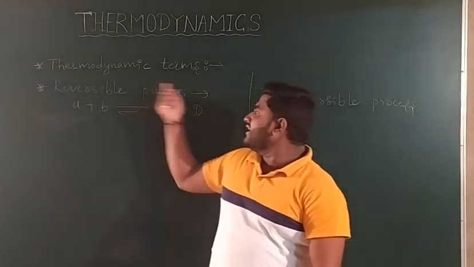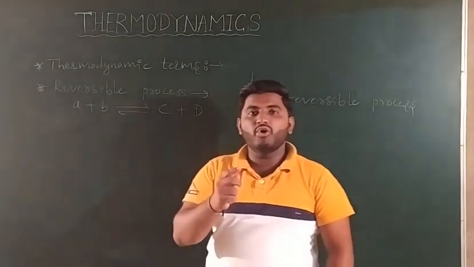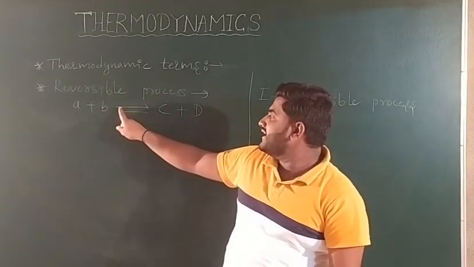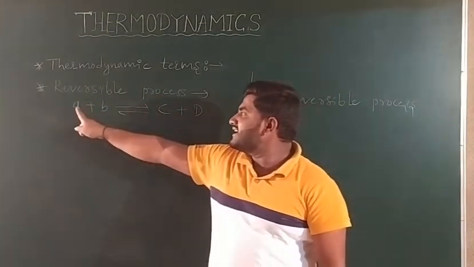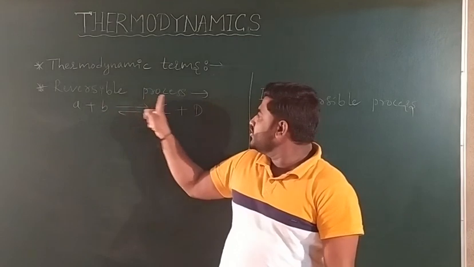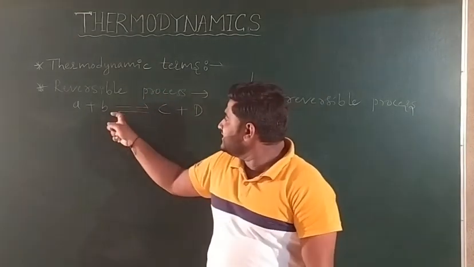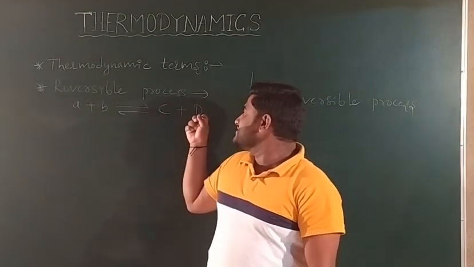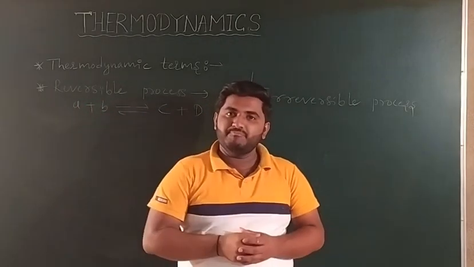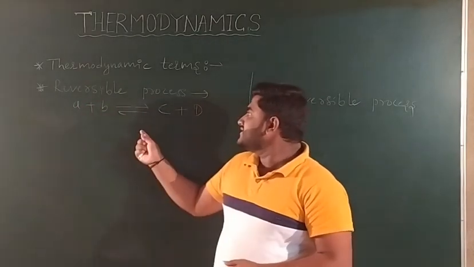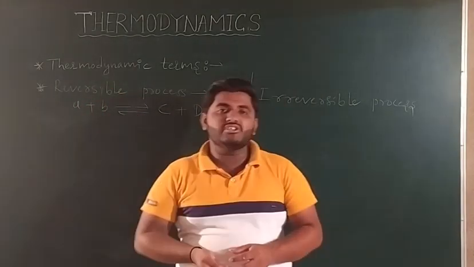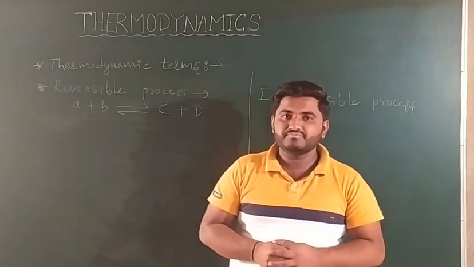Equilibrium means forward reaction and backward reaction are both taking place simultaneously. Here this arrow indicates that A plus B combine to give C plus D, and here this arrow indicates that C plus D combine to give A plus B. Understood? So this is equilibrium. This is possible only in the case of reversible.